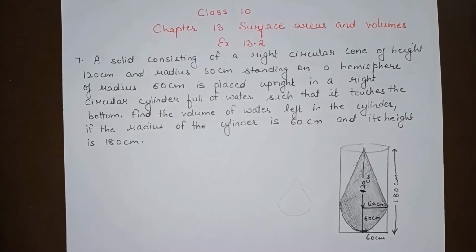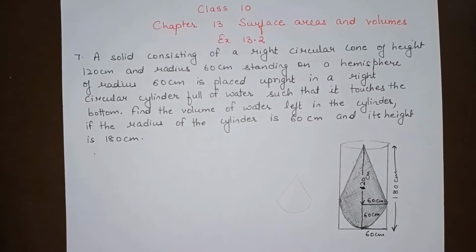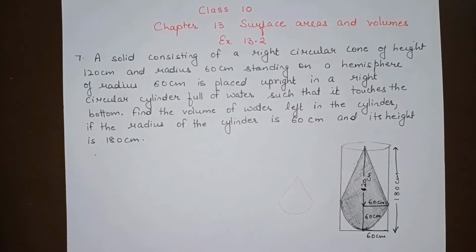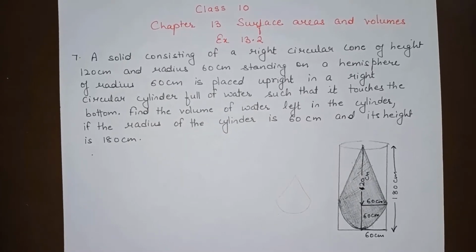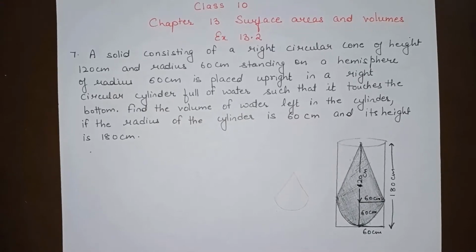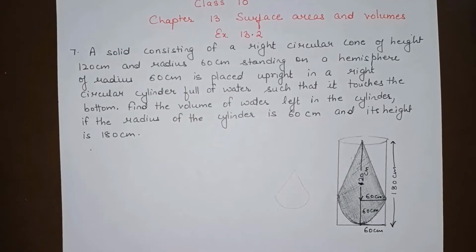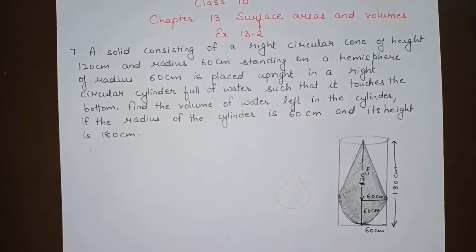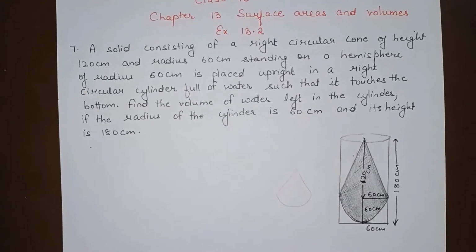Hello everyone, today we will do class 10th chapter 13 surface areas and volumes exercise 13.2 question number 7. A solid consisting of a right circular cone of height 120 cm and radius 60 cm standing on a hemisphere of radius 60 cm is placed upright in a right circular cylinder full of water such that it touches the bottom.